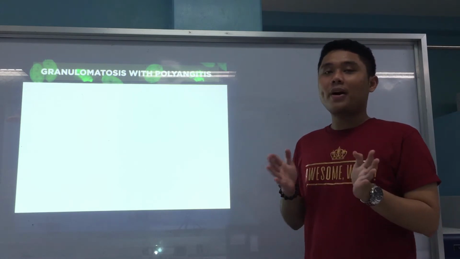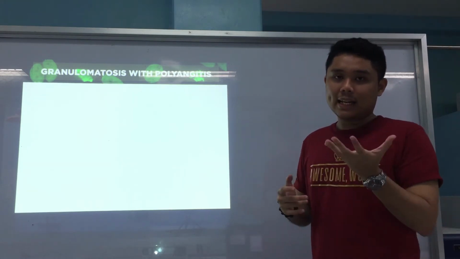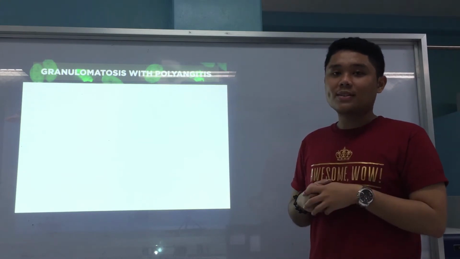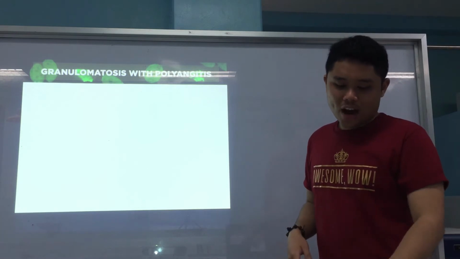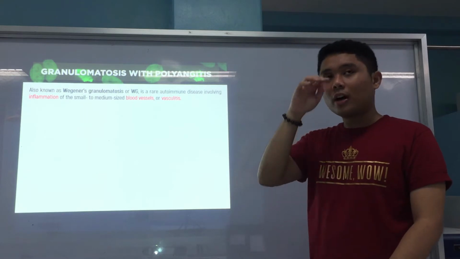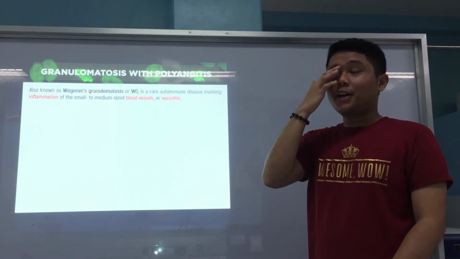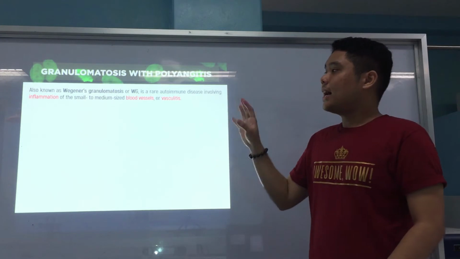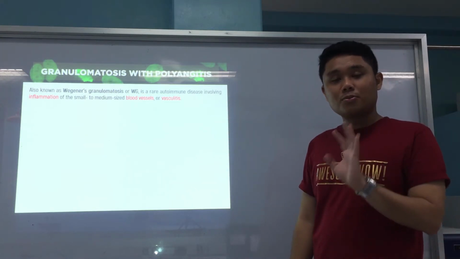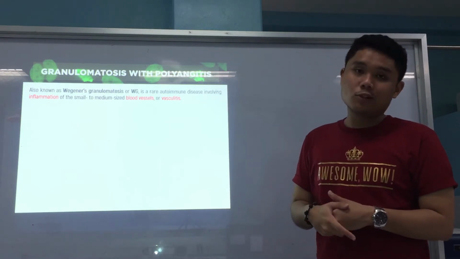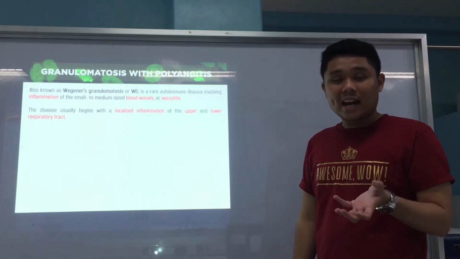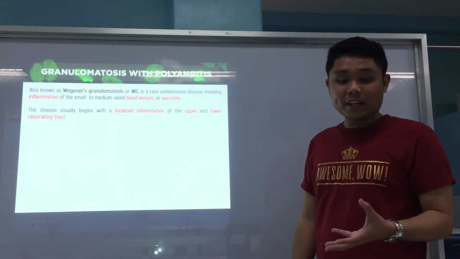And for this lecture, we're now going to start discussing the second systemic autoimmune disease, and that is granulomatosis with polyangiitis. Granulomatosis with polyangiitis is also known as Wegener's granulomatosis. I'm sure you've heard about this in your CM, AUBF, diba? This is an autoimmune disease that involves inflammation of the small to medium-sized blood vessels, or vasculitis. It usually begins as a localized inflammation of the upper and lower respiratory tract.